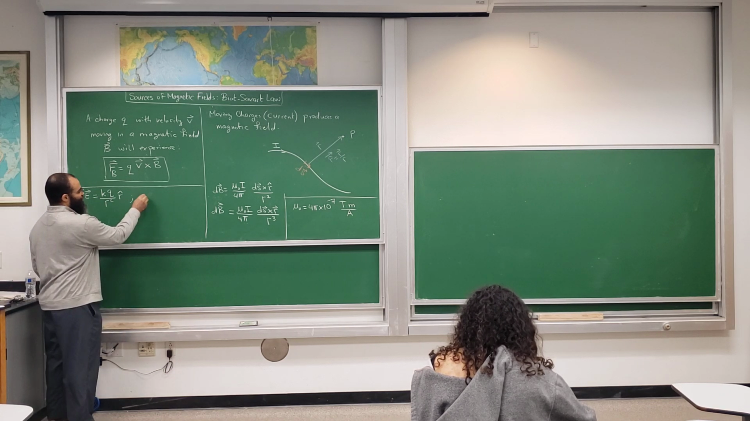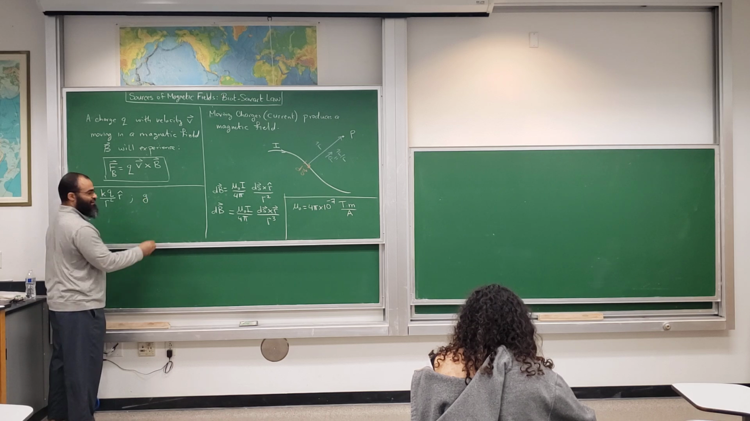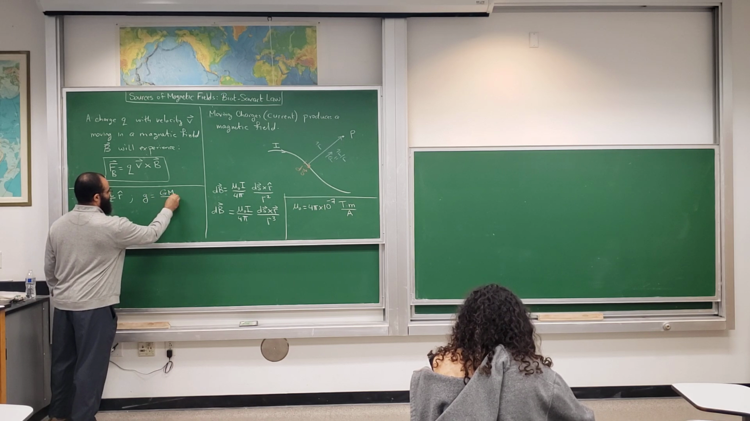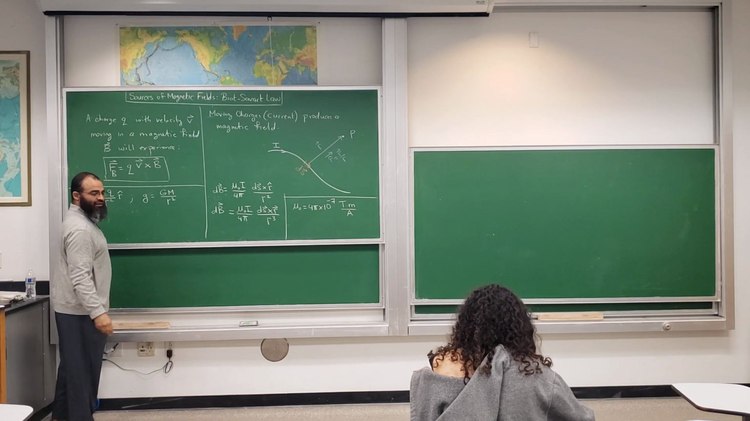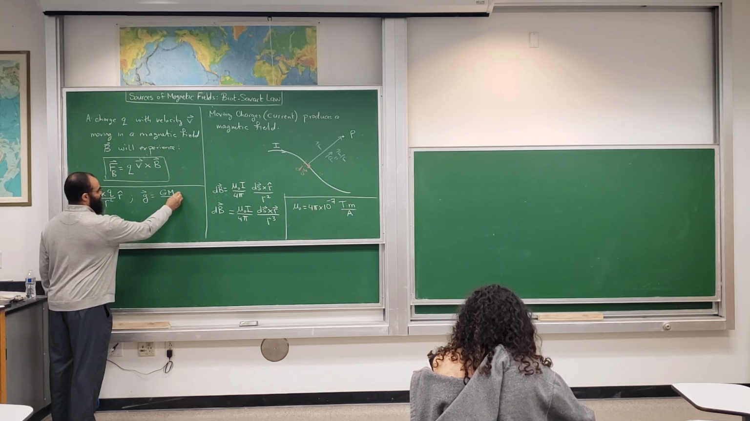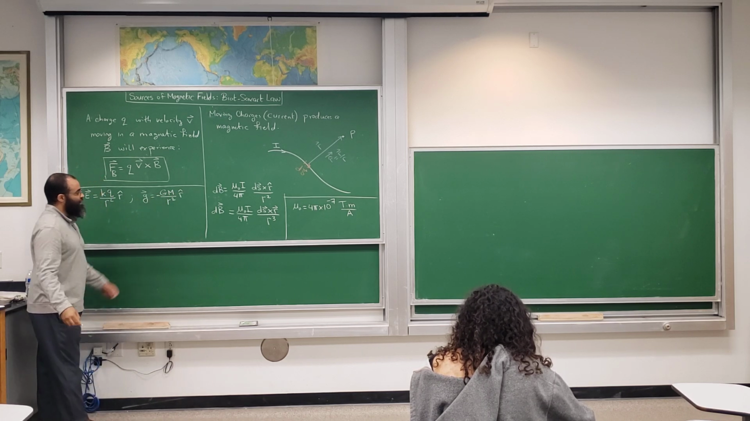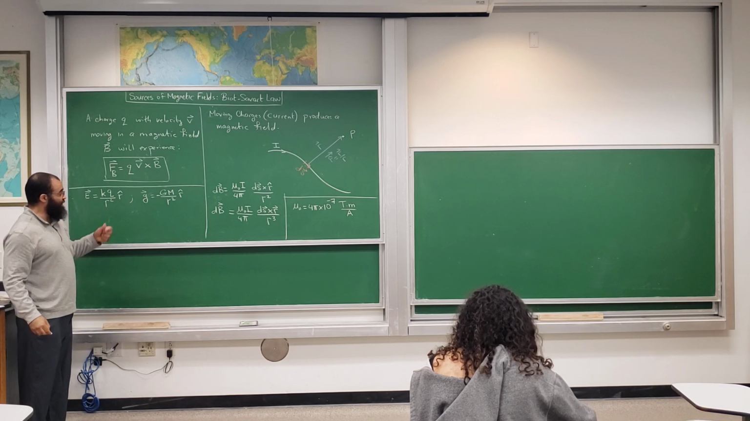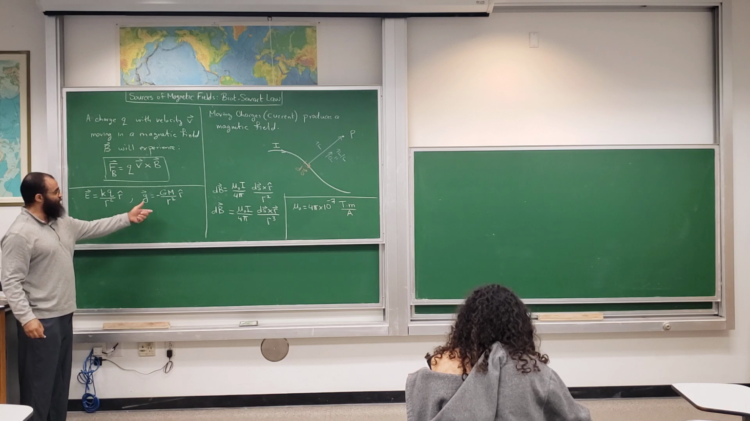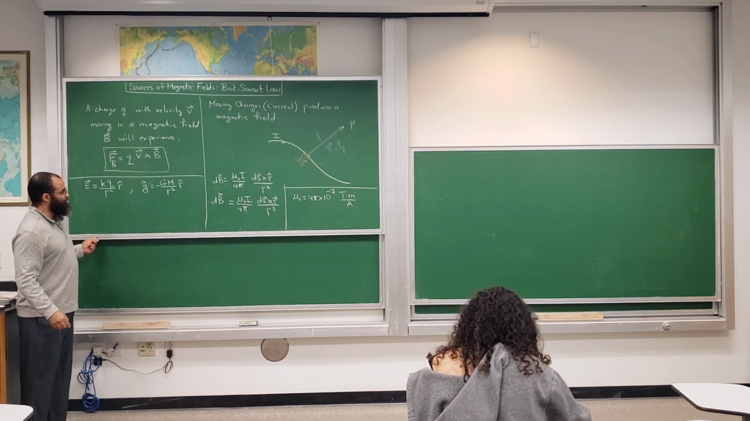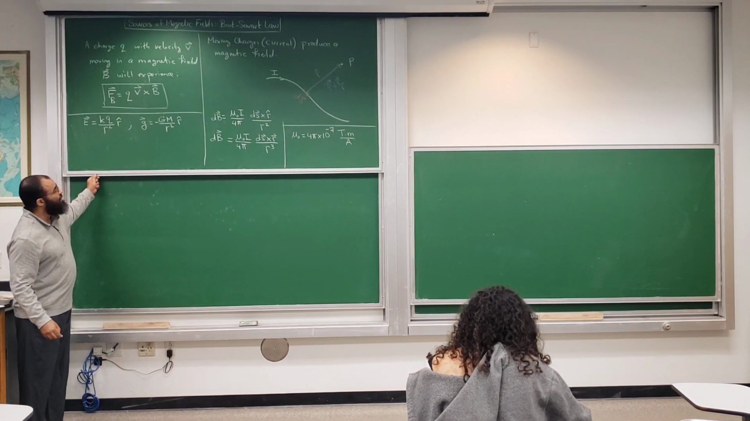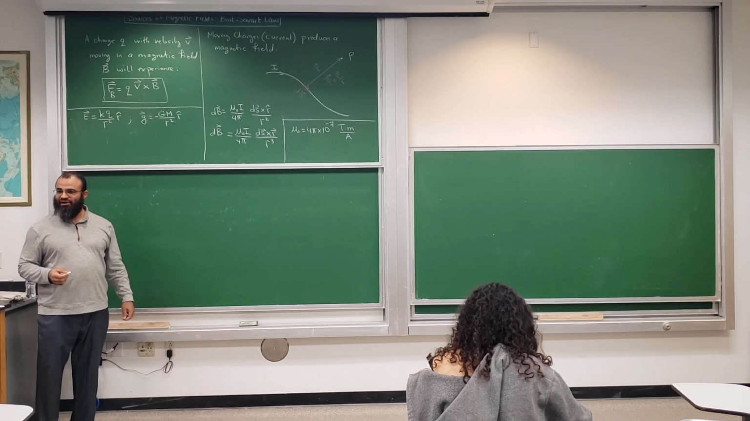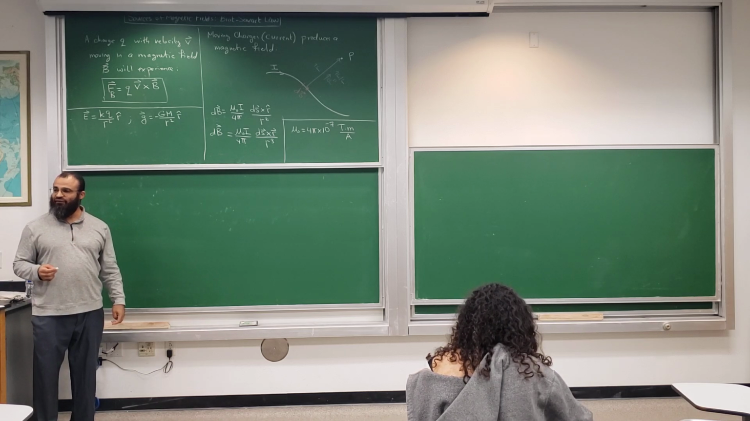How about the gravitational field, g? It was capital G M over r squared, the magnitude. So it also goes as 1 over r squared, which is interesting. Electric force, magnetic force, and gravitational fields. So how do we apply this law to calculate magnetic fields due to currents?